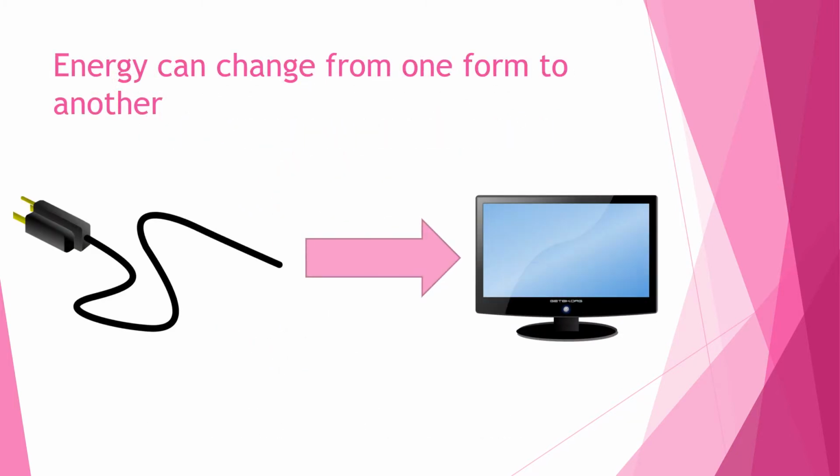All right, our last part of this lesson will be talking about how energy can change from one form to another. As you can see in the illustration, we have an electrical cord that can be plugged in, and then we have a TV. So you want to think about, where does the energy begin? All right, so we're looking at the electrical cord. What type of energy is that? Yes, it's electrical energy. And then it transforms into a different type of energy.